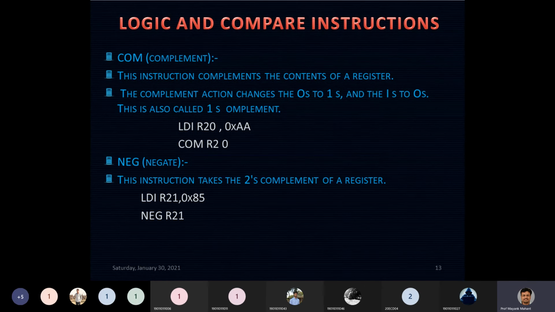But there is another instruction, which we call the NEG instruction, that is the negate instruction. This instruction takes the twos complement of a register, whatever value you have taken. It is generally used when we use signed arithmetic. If the sign flag shows that the result is negative, we need to take a twos complement of the number, and that can be done with the help of the NEG instruction. You can use COM, but you need to add one to it. So rather than wasting one extra machine cycle, we have an instruction that executes in one machine cycle, that is NEG, and that will take the twos complement of a number.